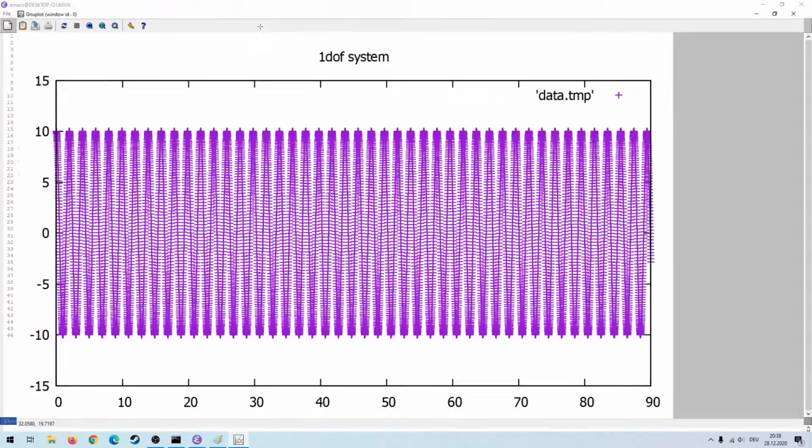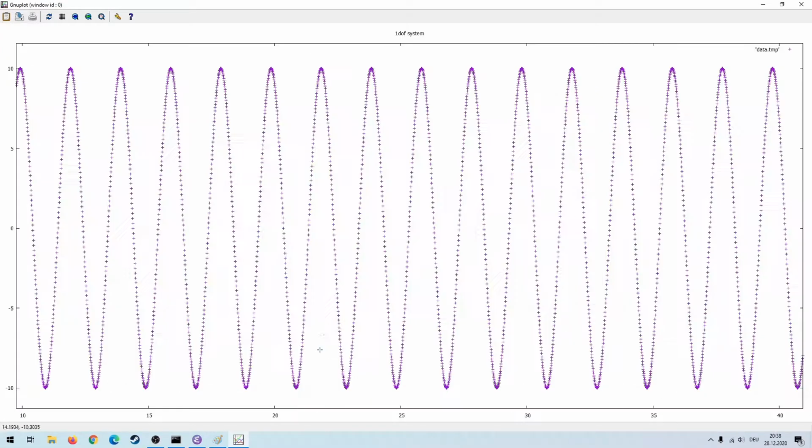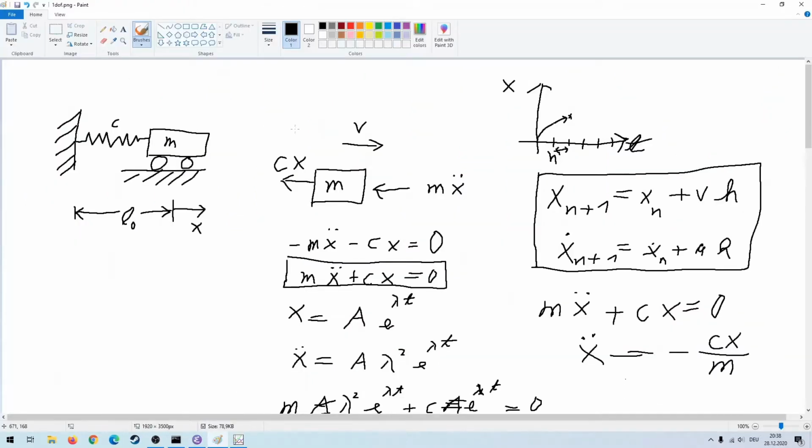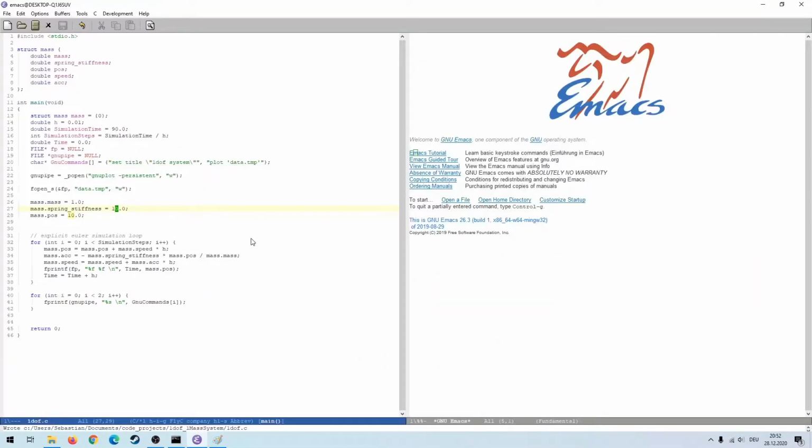And there we go. Now we have our simulation. It's 90 seconds. As you can see, we don't have any damping in the system. We get a nice, even oscillation of our mass. Our mass is basically moving back and forth. And that's everything we wanted to see.